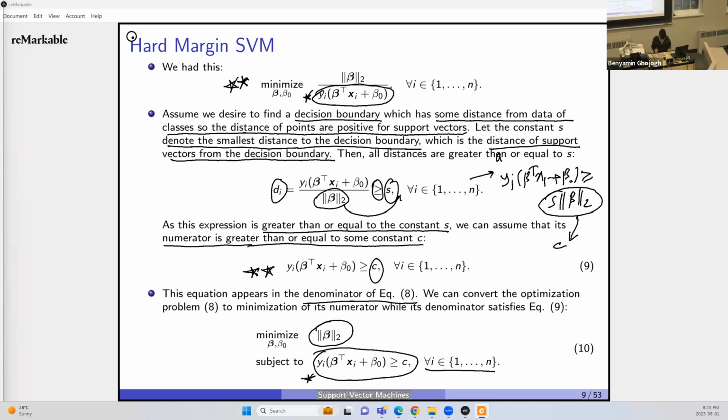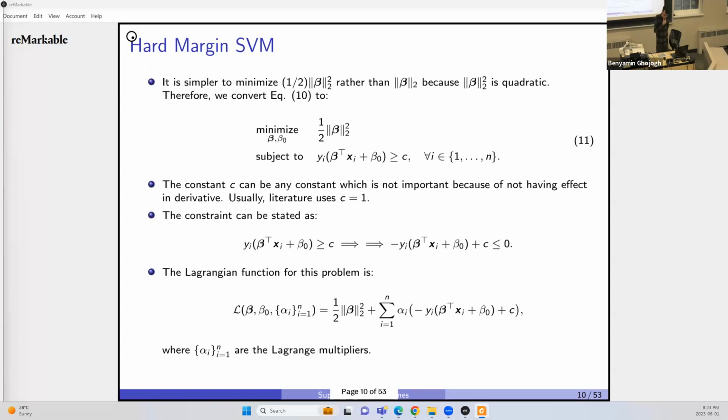Okay, and it should satisfy it for all of the endpoints. Clear? Okay. It is similar to minimize this, but it is simpler to have 1/2. I just multiply 1/2 for the.